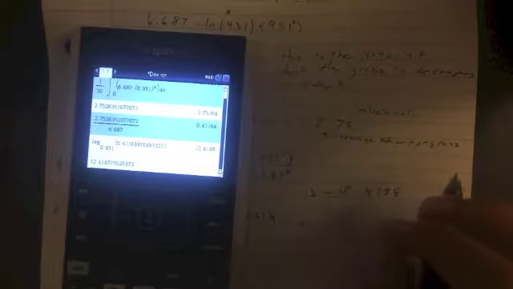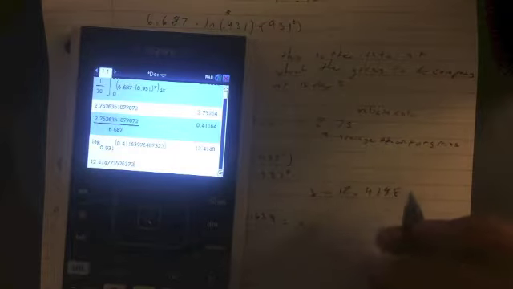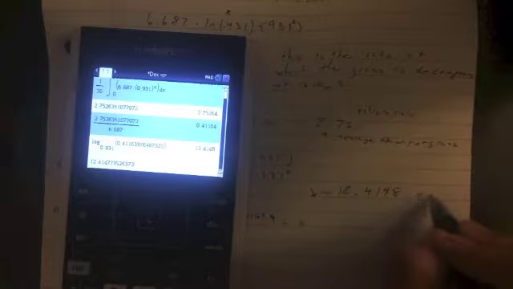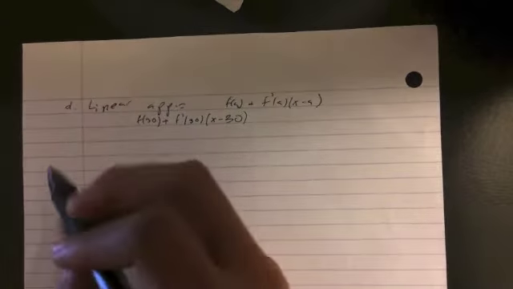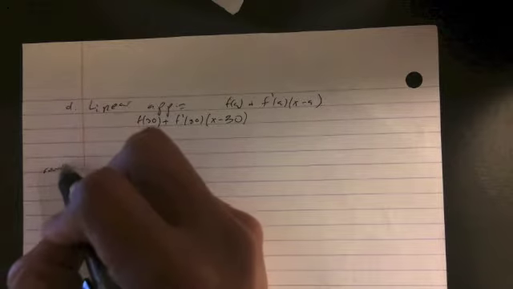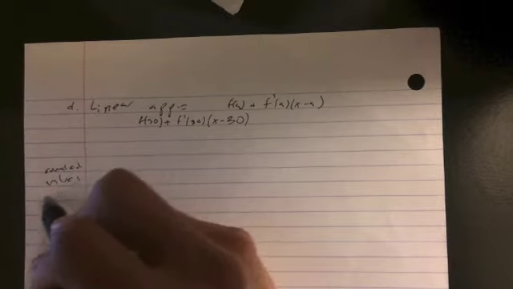Now moving on to part D, which wants us to predict at what time there will be 0.5 pound of grass clippings remaining in the bin. So we have to use the linear approximation to A at t equals 30. That equation is f of a plus f prime of a times x minus a. So we plug them in and we get f of 30 plus f prime of 30 times x minus 30.